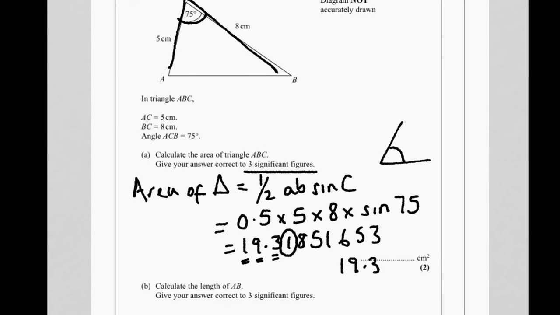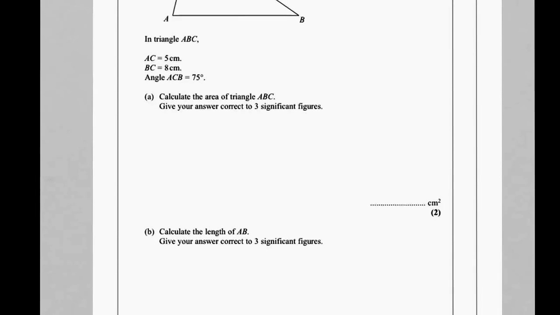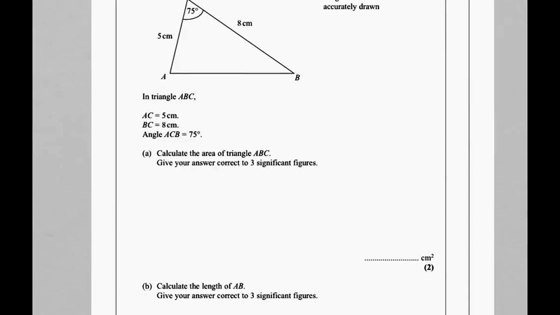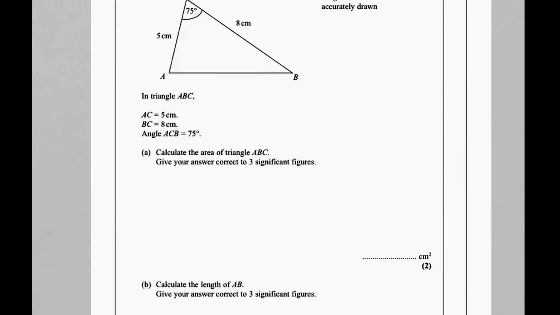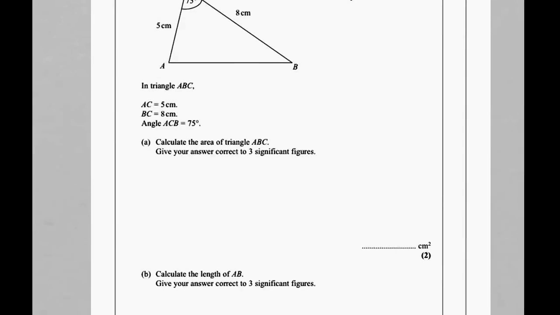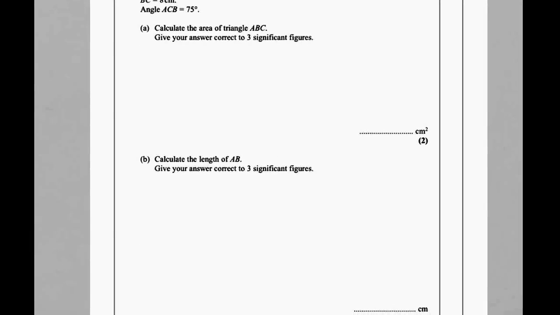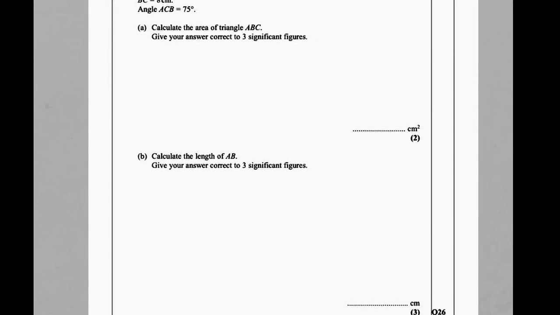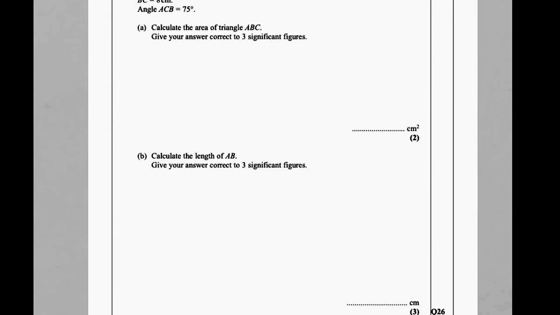Moving on to part B. Calculate the length of AB. Give your answer correct to 3 significant figures. Well, here I'm given 2 lengths and I need to find the third, and I've got one of the angles. So I know that I'm using the cosine rule. And again, that's given to me at the start.